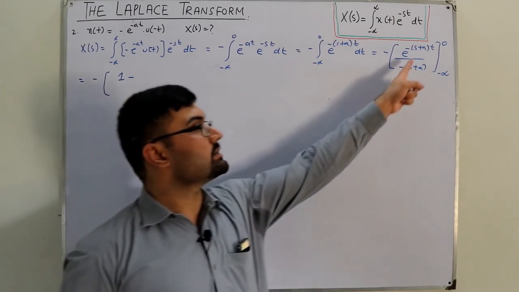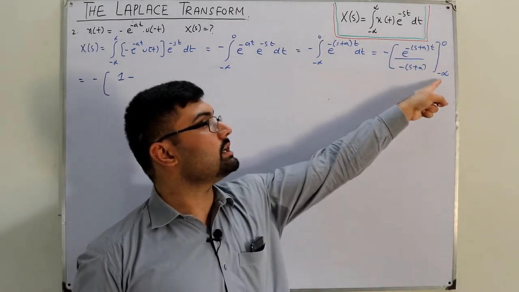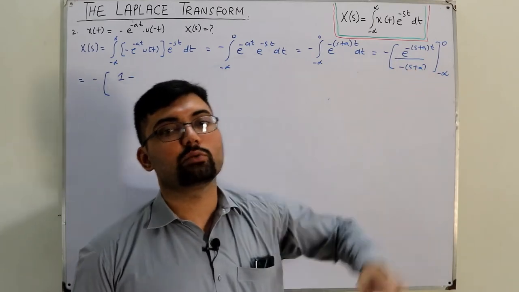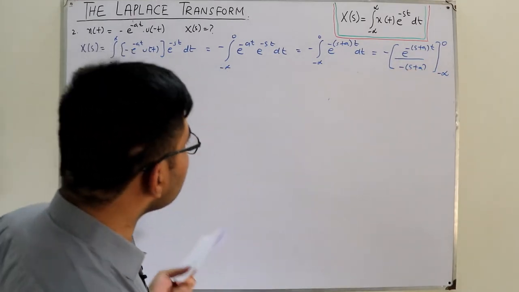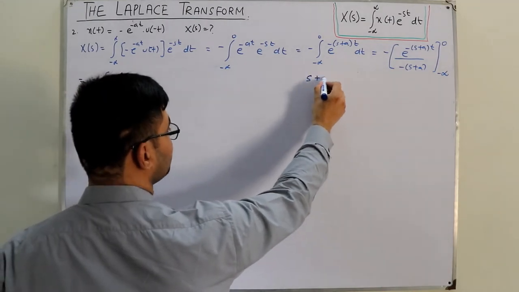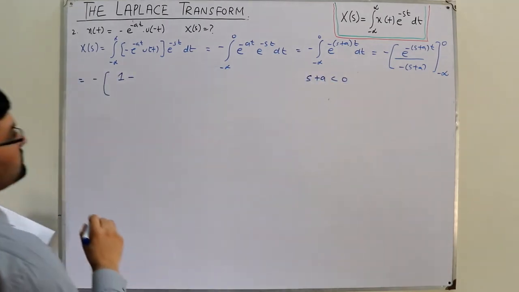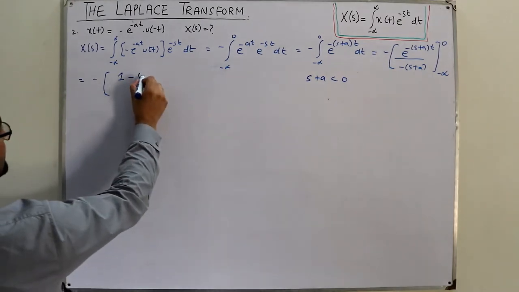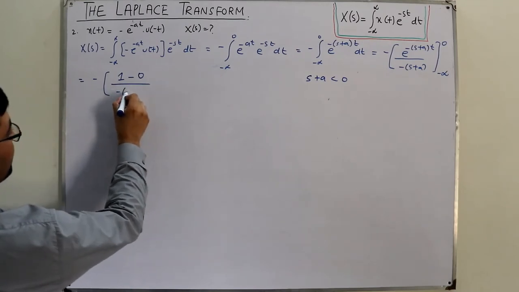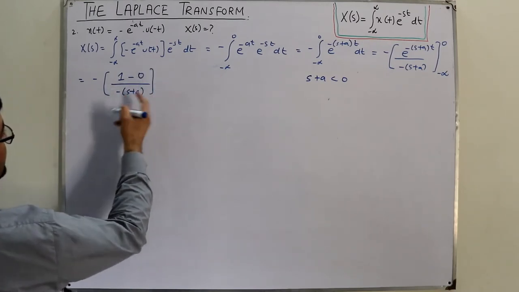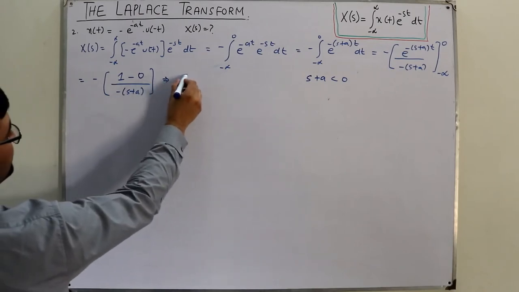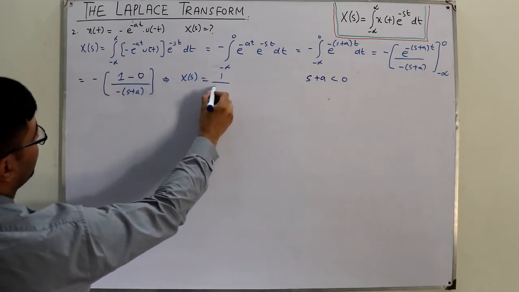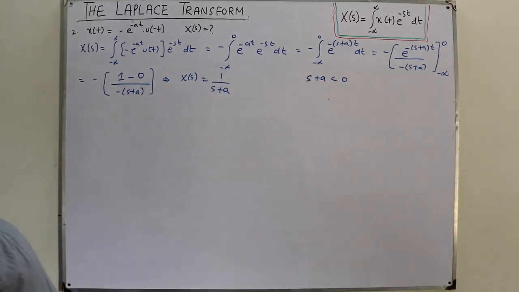Why? Because if this is positive, then positive into negative would be negative, and then putting t equal to negative infinity would give you exponential of positive infinity, which would not converge. So we would be assuming that s plus a is negative. Fine. So anyway, when you put negative infinity, this would give you a 0. Fine. And then divide by minus of s plus a. So this negative would cancel out with this negative, and this would give you the Laplace transform equal to 1 upon s plus a. And isn't it like this? It is.